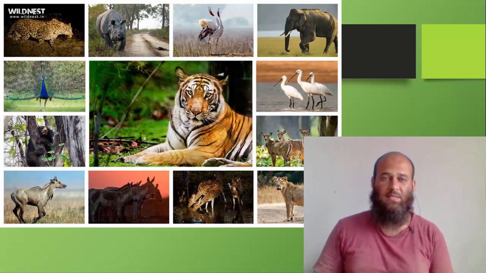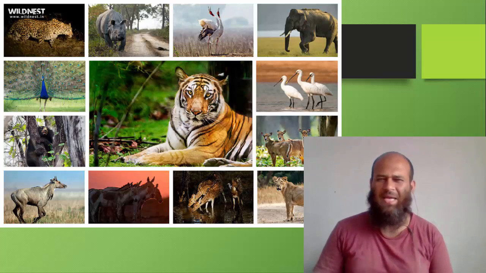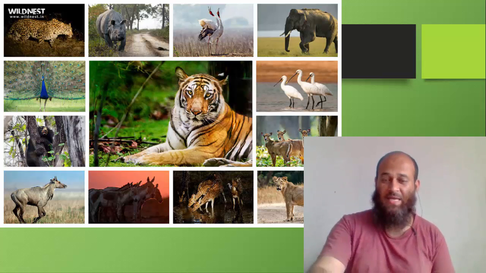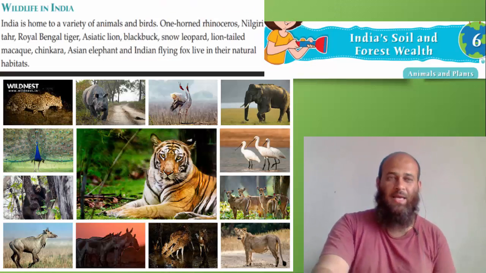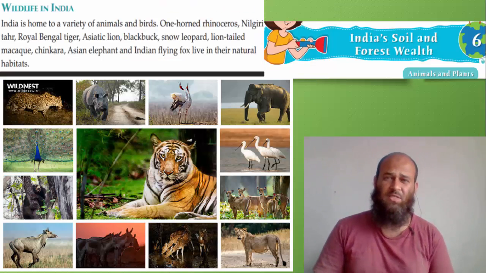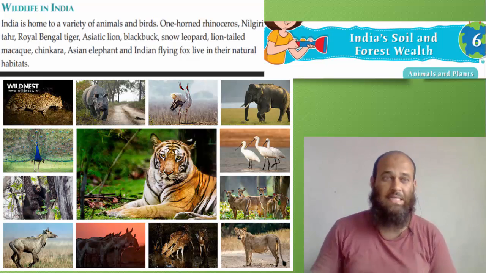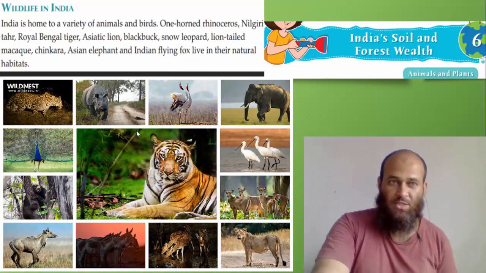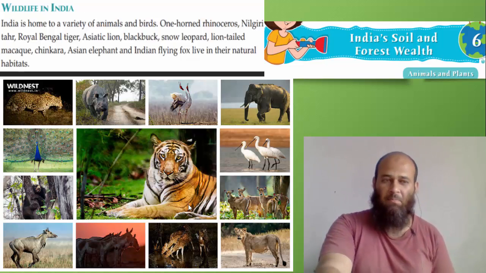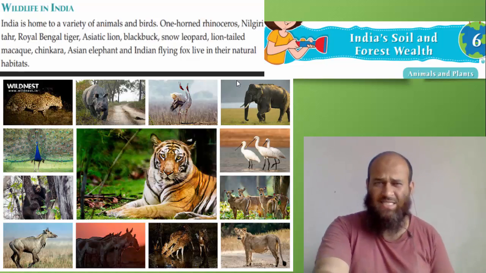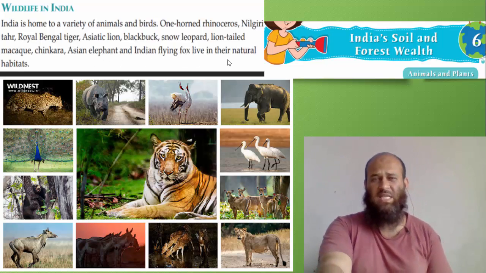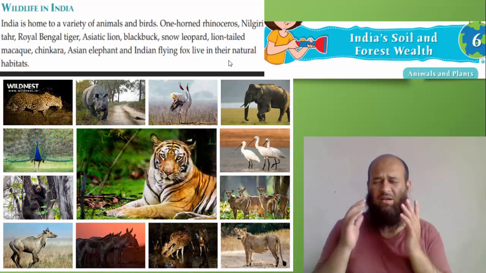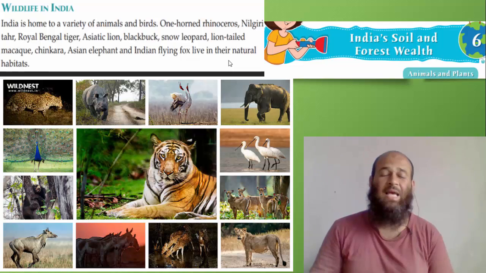Right, now what do you think this is? Yes, beautiful, big, colorful animals. This is our wildlife. Wildlife in India. So, how is the wildlife in India? Let's find out. India is home to a variety of animals and birds. One-horned rhinos, Nilgiri tahr, Royal Bengal tiger, Asiatic lion, black bucks, snow leopard, lion-tailed macaque, chinkara, Asian elephant, Indian flying fox live in their natural habitats because we have so many types of forests in India.